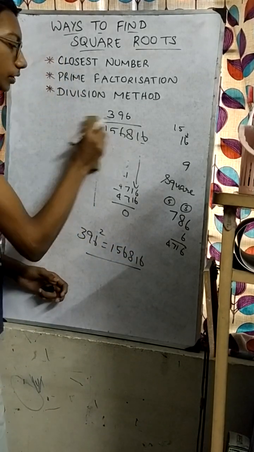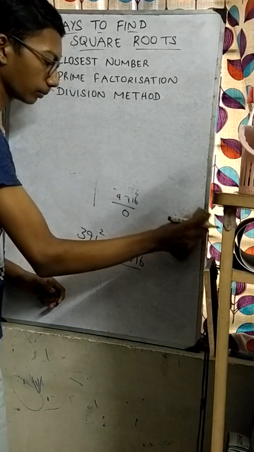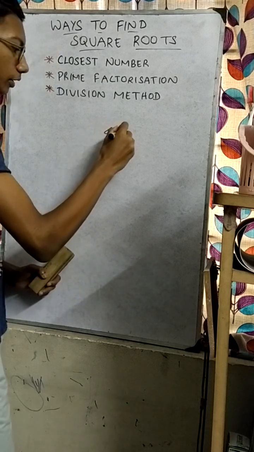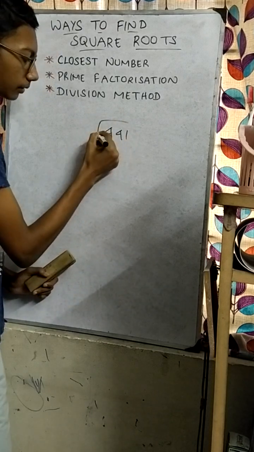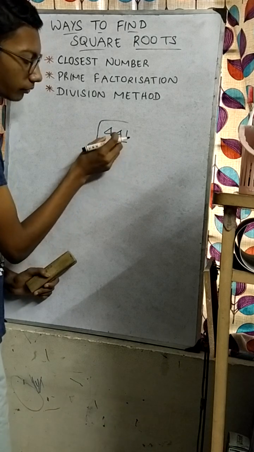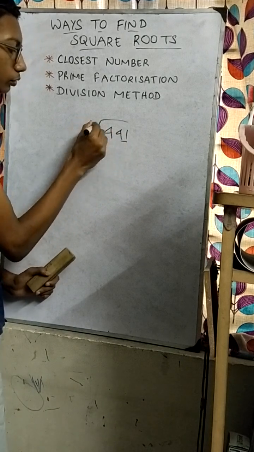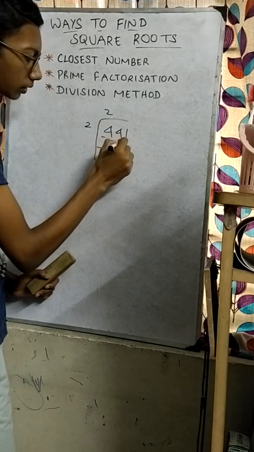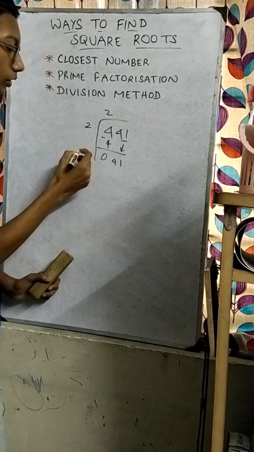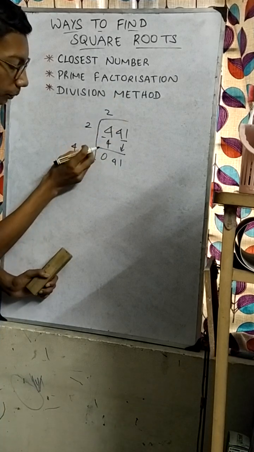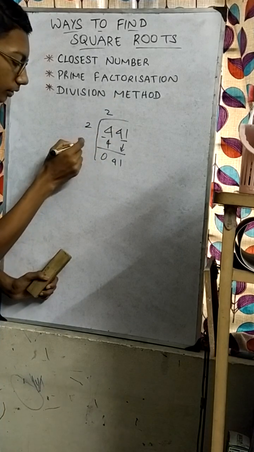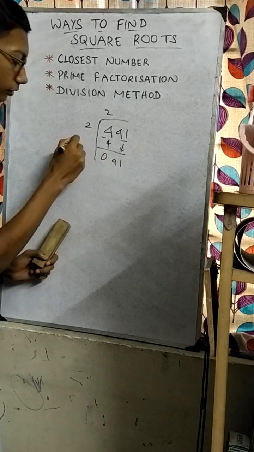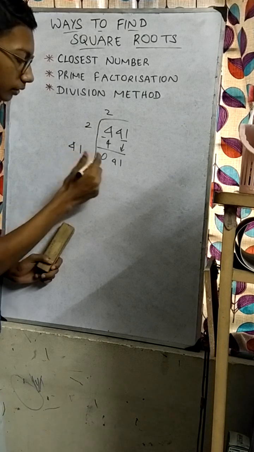Now let's see this same method with a smaller number. Let's say we have a number like 441. Pair this number from here. So we have a single digit here, 4. 2 times 2 is 4. So we have 0. Take the next pair down, 41. Double this quotient, we get 4. We need to put one number here and multiply with this to get the closest number to 41. This is easier because 41 times 1 gives 41.